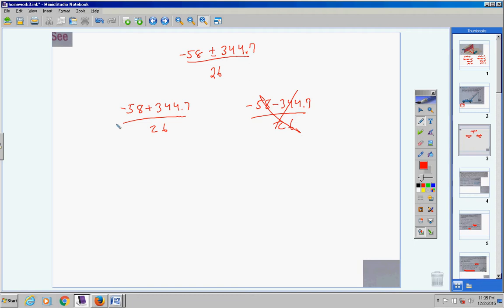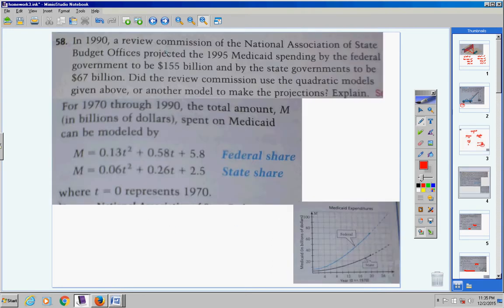Over here we have negative 58 plus 344.7, and we will get about 286.7 divided by 26. We'll get 11.02, or 11. So if 0 corresponds to 1970, then 11 would correspond to 1981. When I estimated my answer on the graph, I got 10, which was 1980. This is more accurate here. So the answer is 1981. Alright? Okay, moving on to number 58.